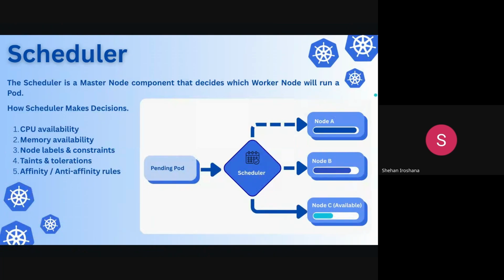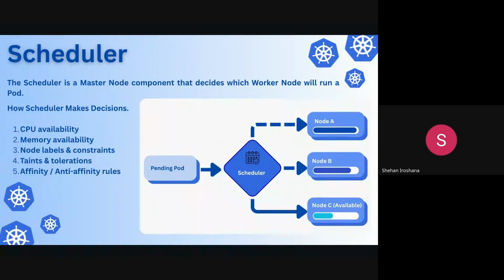So the scheduler is responsible for deciding where a pod should run. When a new pod is created, it doesn't immediately go to a worker. It first stays in pending state. The scheduler looks at available worker nodes and chooses the most suitable one.